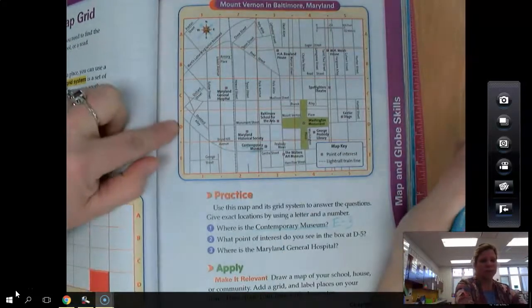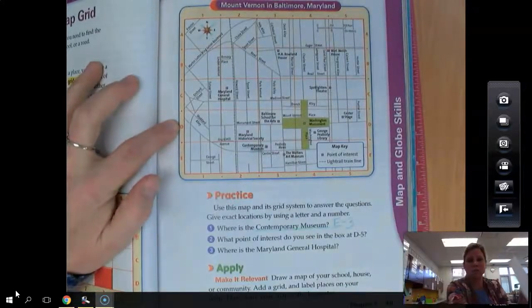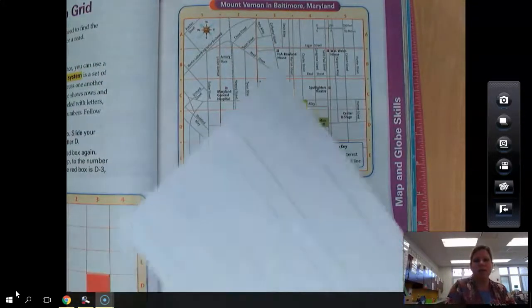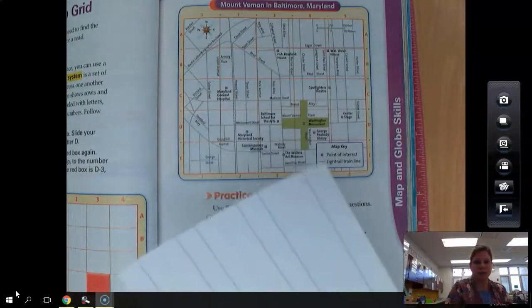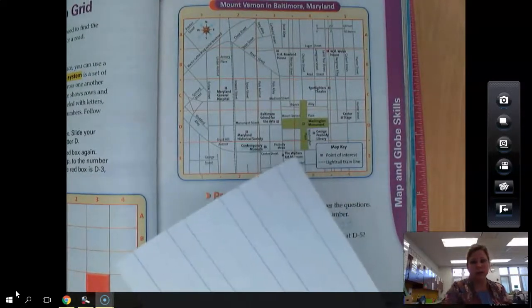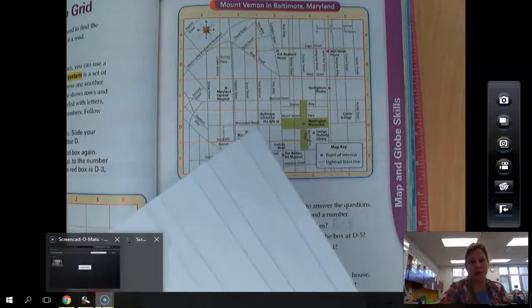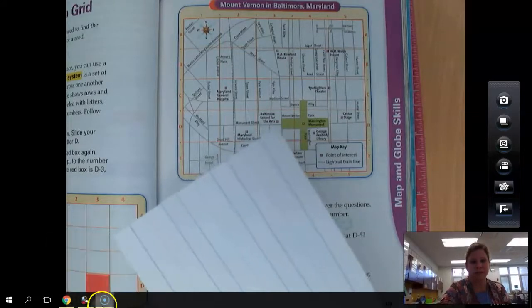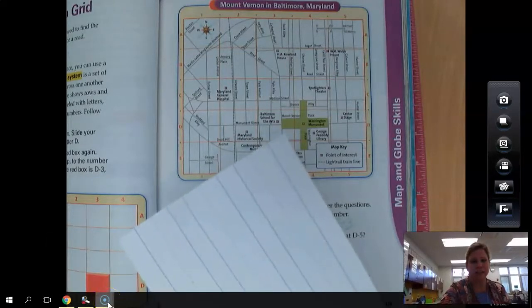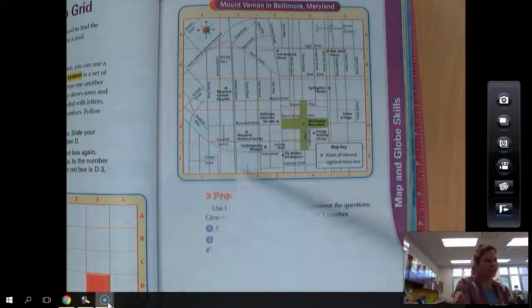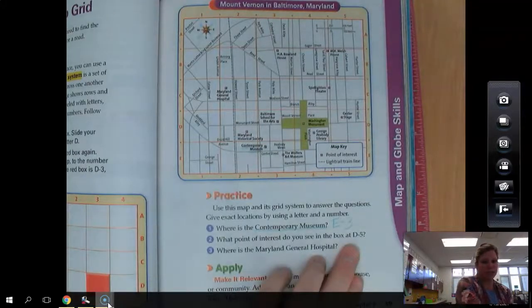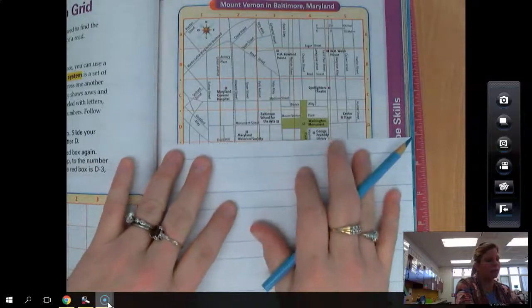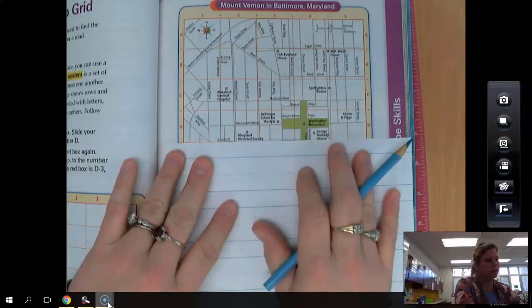So I have to come over to my D, and if you need to use a piece of paper to help you, go ahead and use the piece of paper to help you, okay? Sorry, it's being very touchy. Okay, so here we go. We need to find D5. So I'm just going to put my paper underneath D, and I need to go to 5.